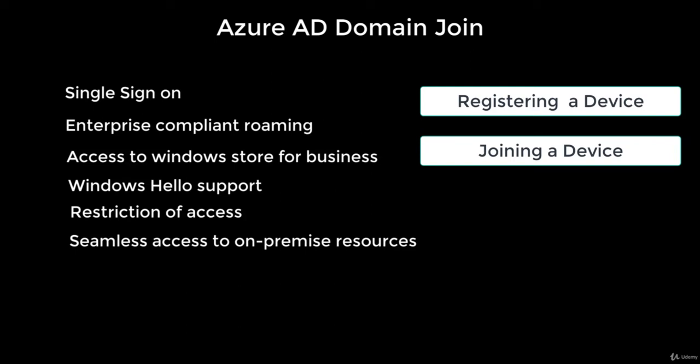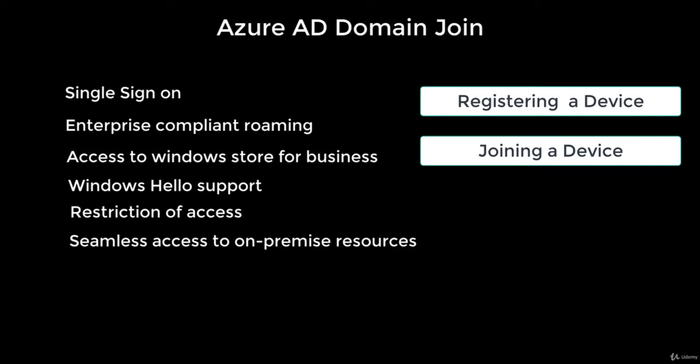The second one is joining a device. Joining a device is an extension to registering a device. That means that it provides you with all the benefits of registering a device, and in addition to that, you can change the local state of the device. Changing the local state enables your users to sign into the device using an organization account, work account, or school account instead of a personal account.